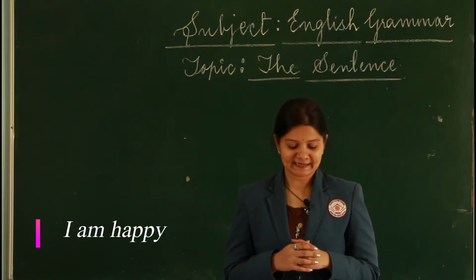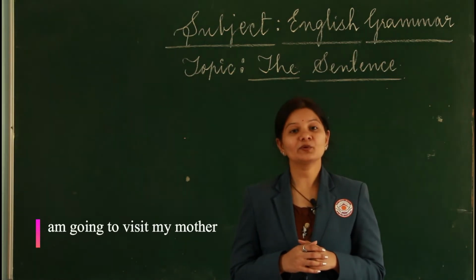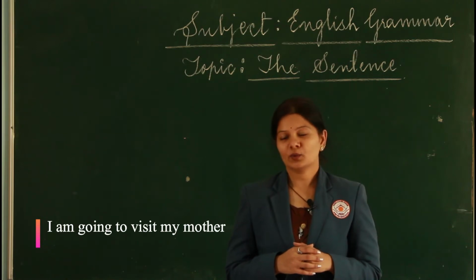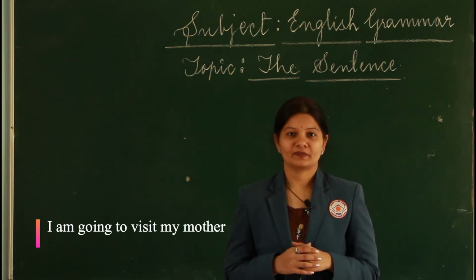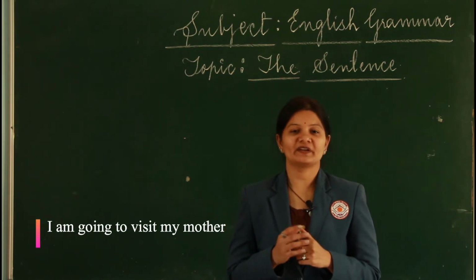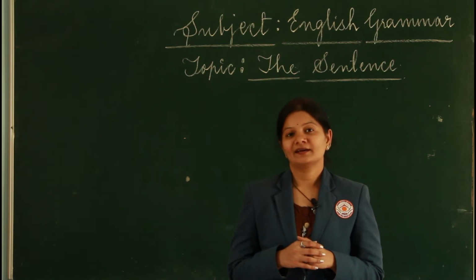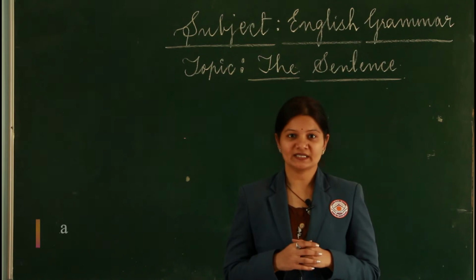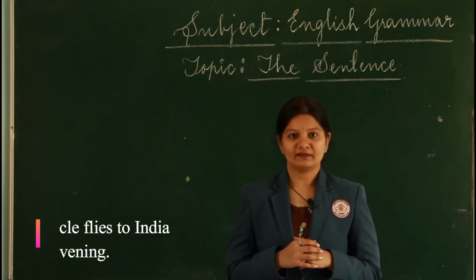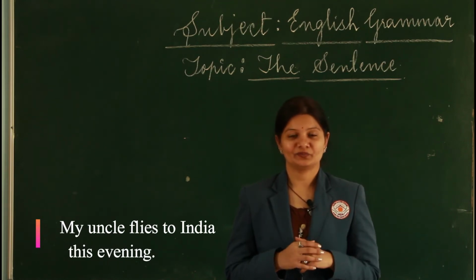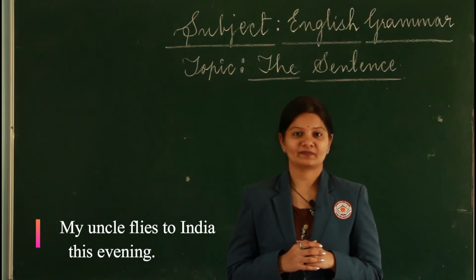Let's move on to the second example. I'm going to visit my mother today. What is the subject here? I. Going to visit my mother today is the predicate. My uncle flies to India this evening, which is the subject? My uncle is the subject. Flies to India this evening is the predicate.